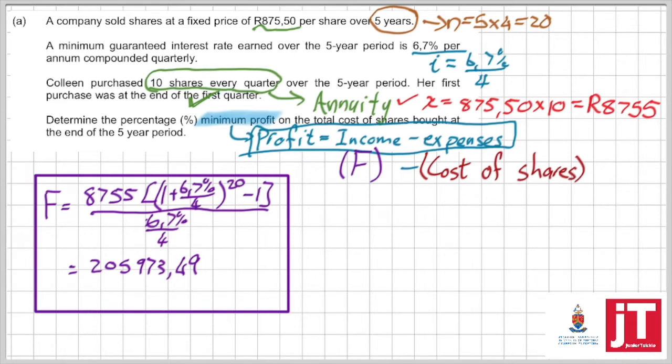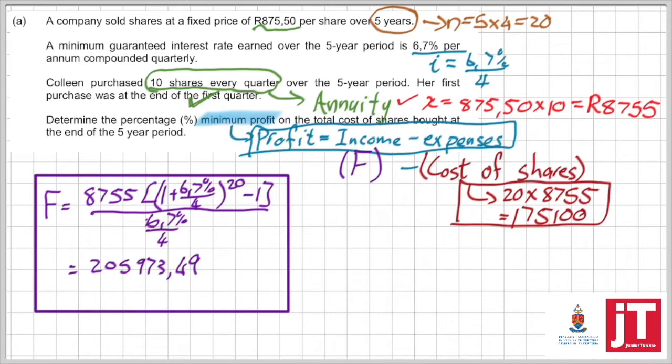But what is the cost of the shares? Well, I'm going to buy 20 sets of shares. Remember, there are 5 years and I buy every quarter, so 20 sets of shares. And every set costs 8,755 Rand. You could also see it as how many shares are bought in total, which is 200. And I times that by the price per share, and you get exactly the same value.